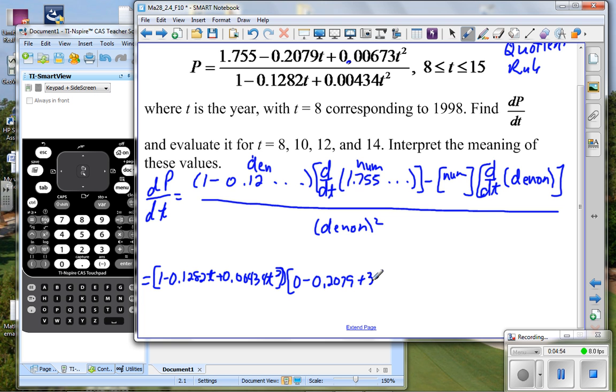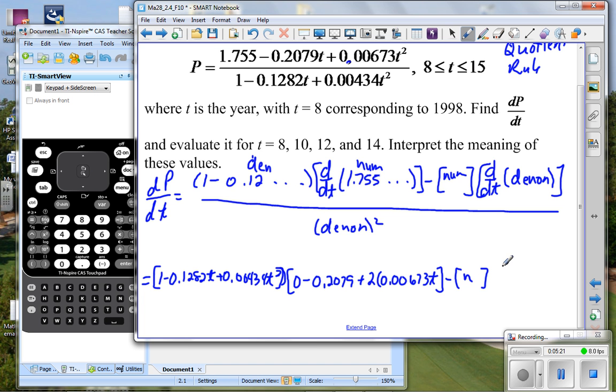plus 3, that's our exponent, times 0.00673, oh excuse me, that is a 2, so let's make sure we write that as a 2. So it would be 2 times 0.00673t, minus, I'm still going to run out of space, aren't I? I'm just going to put this down here.